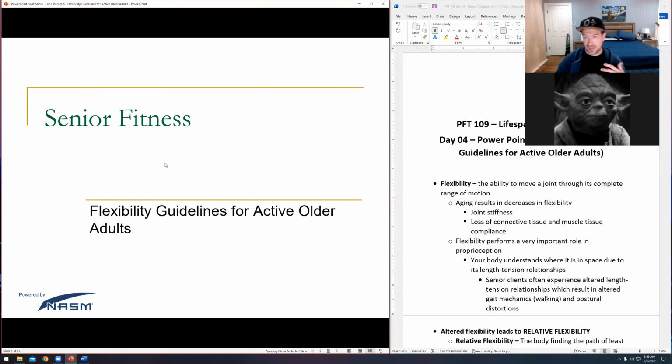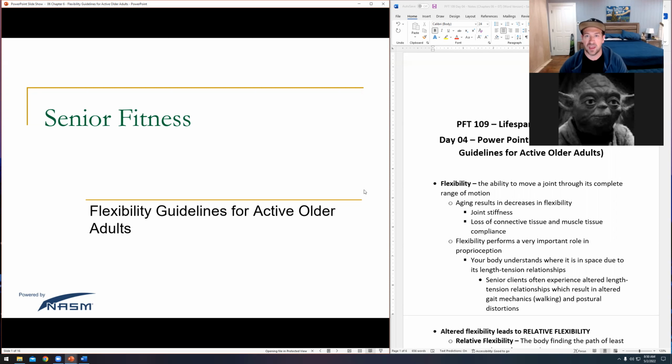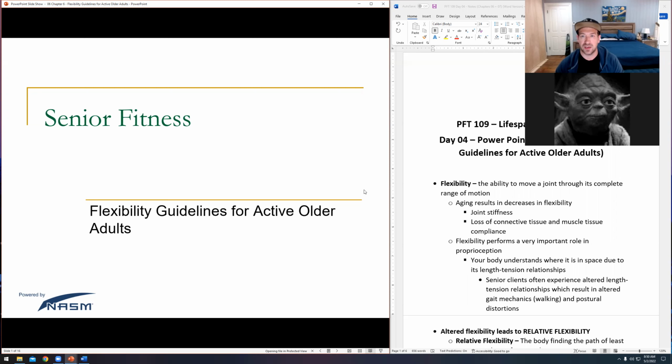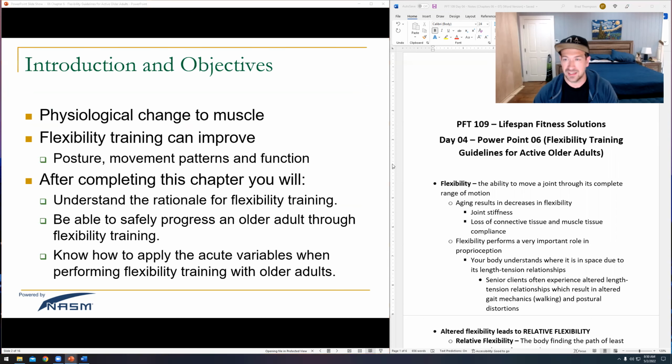Your client is going to have tight muscles, alterations in posture, modified length tension relationships, all these tight areas that we really want them to work on and address through flexibility training, right? So as we're looking at it today, we want to look at the physiologic changes to muscle and how that is going to alter our flexibility.